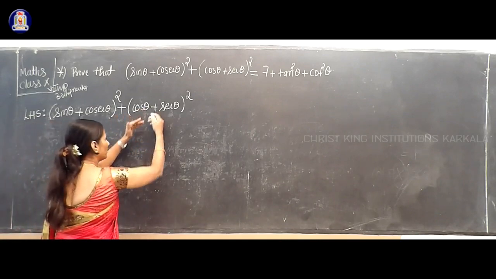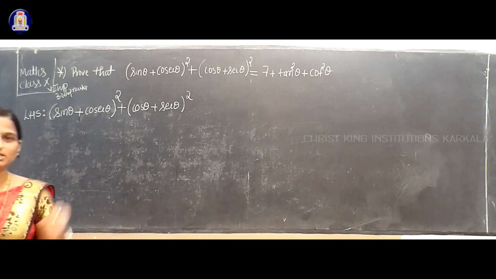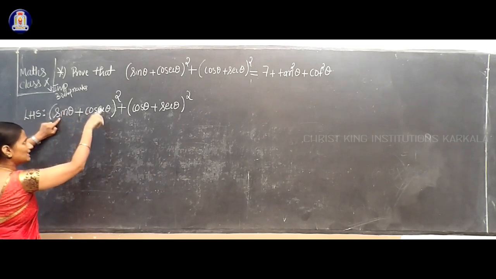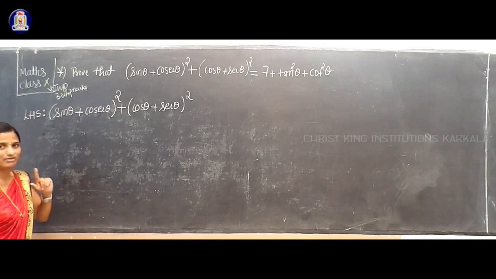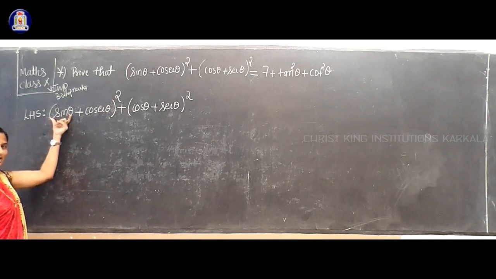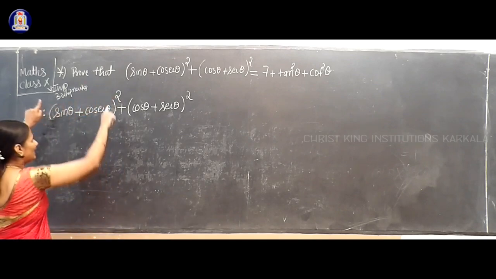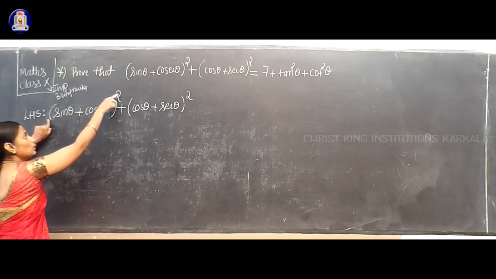There is no numerator and denominator, so we can't use rationalization. Next, which form can we use here? See the form: it is (sin theta plus cosecant theta) whole square. I think you got the idea, right? Which formula can we use? It is (a plus b) whole square, in the form of (a plus b) whole square.